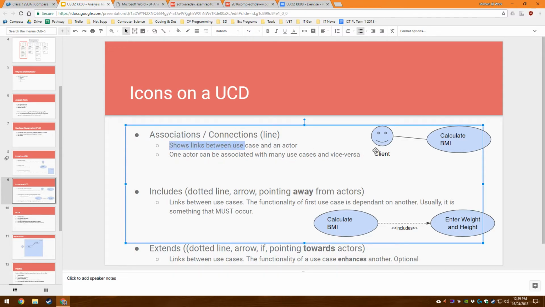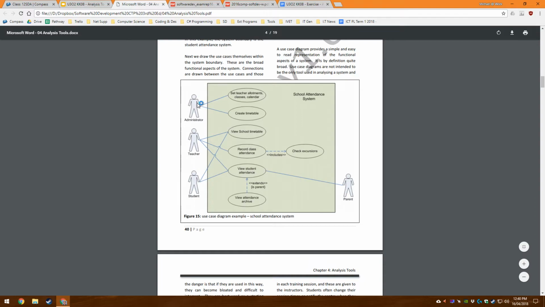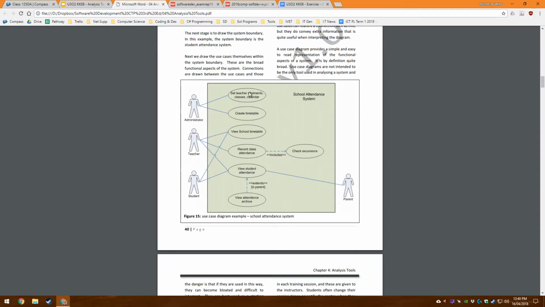Now, an actor, or the user I guess, can be associated with many different use cases, and also a particular use case can be associated with many different users, which I think we'll see in this example here. You can see this administrator can do two things. This is for a school attendance system, sort of like Compass. An administrator can create a timetable, and they can set teacher allotments, so what teacher, classes they have, and their calendar. Okay, that's the two things that the administrator can do.